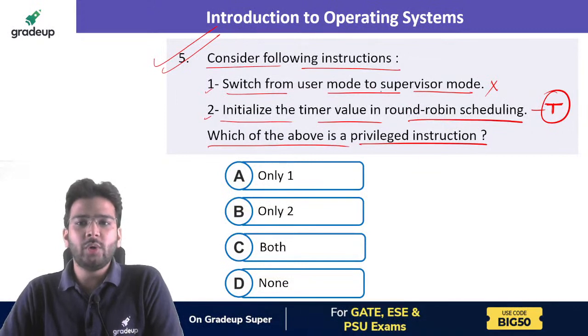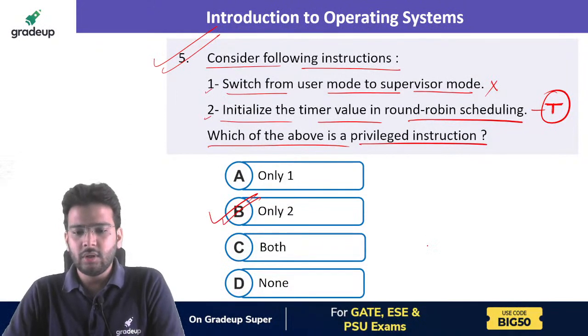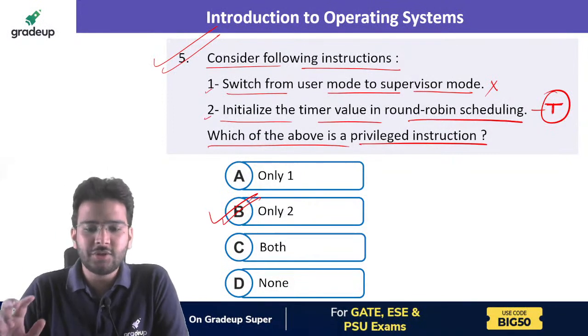Okay, so statement 2 is correct, that is a privileged instruction, not statement 1. So B is the correct answer here. Is it clear to all of you? Please let me know. If you have any kind of doubt, please ask in the chat box.